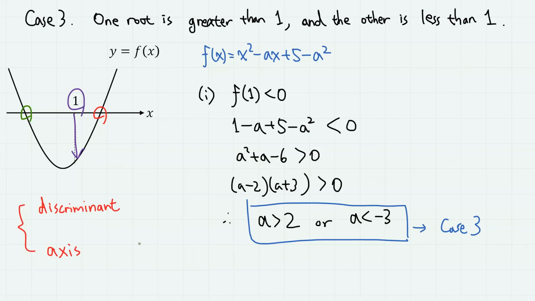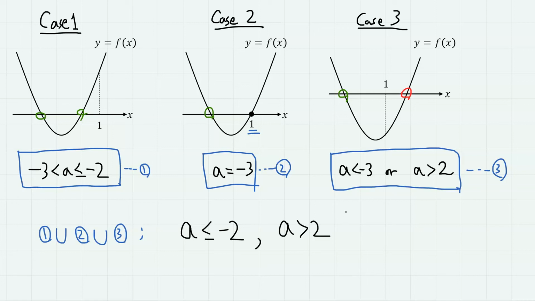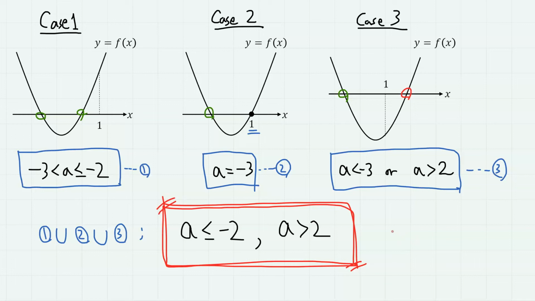Other conditions, such as sign of the discriminant and the position of the axis, are redundant. The discriminant condition is already met if f1 is negative, and the position of the axis does not matter. So we have found these ranges for each case. The possible range of a is either case 1 or 2 or 3. Therefore, a must be less than or equal to minus 2, or a must be greater than 2. And this is our final answer.